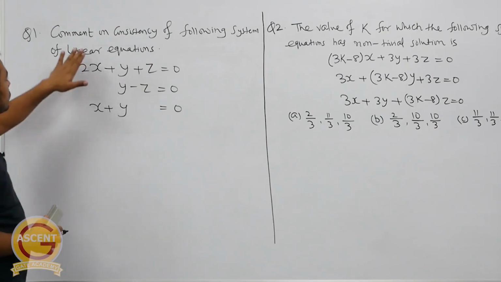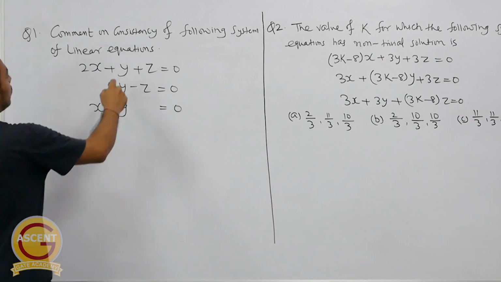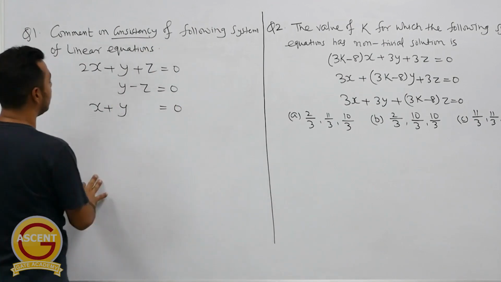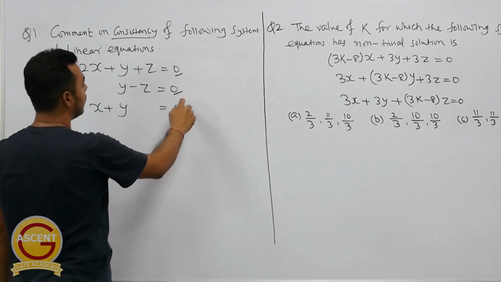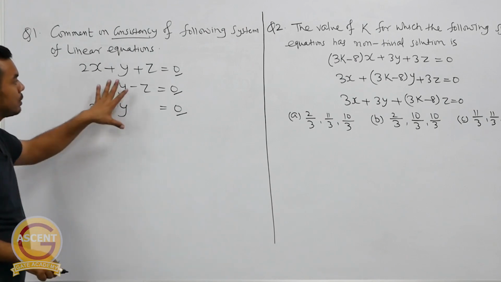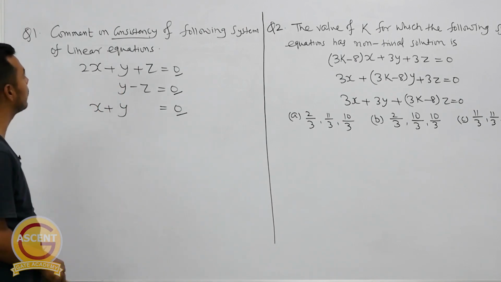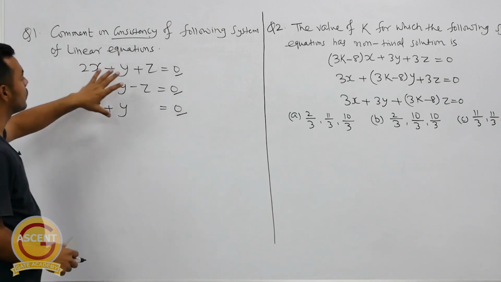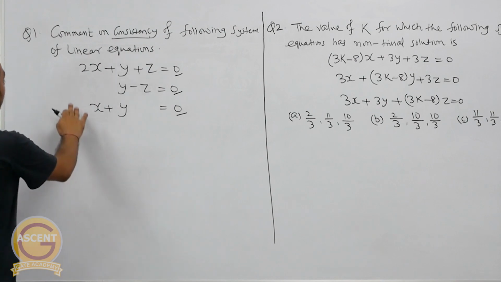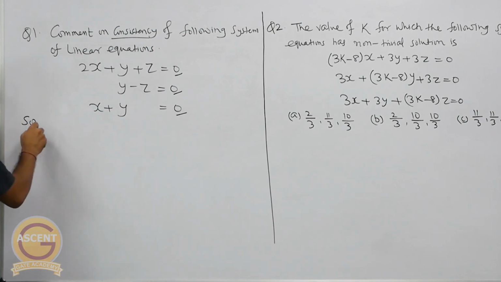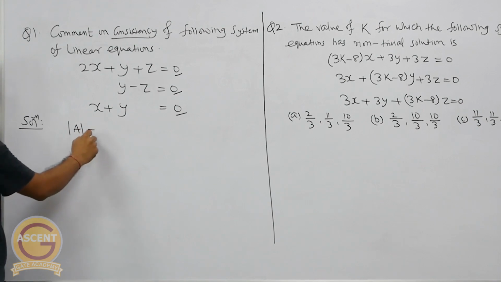Okay, so our first question on homogeneous system of linear equations is, we have to comment on the consistency of the following system of linear equations. Now these 3 equations are given. Since the right hand side is 0, this system is a homogeneous system of linear equations. Now we know that a homogeneous system is always consistent. So here we have to find whether this is consistent with a unique solution or consistent with infinite number of solutions. For that we have to calculate the determinant of this coefficient matrix.